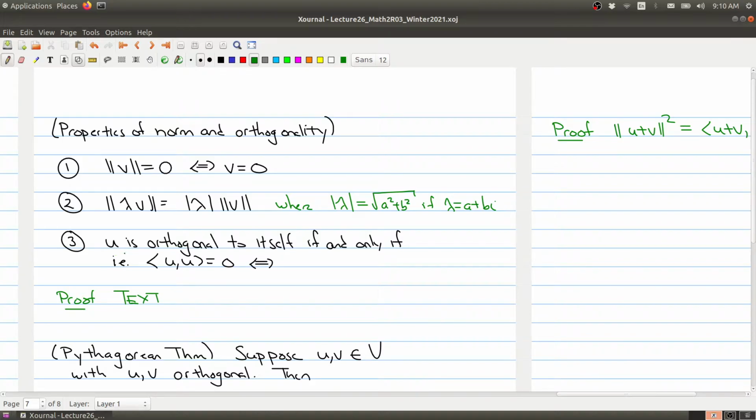And next, we say that u is orthogonal to itself if and only if u is the 0 vector. So the only vector orthogonal to itself is the 0 vector. Another way of writing that is the inner product of u with itself is 0 if and only if u is equal to 0. None of these proofs are hard, and I recommend that you take a look at them in the textbook.